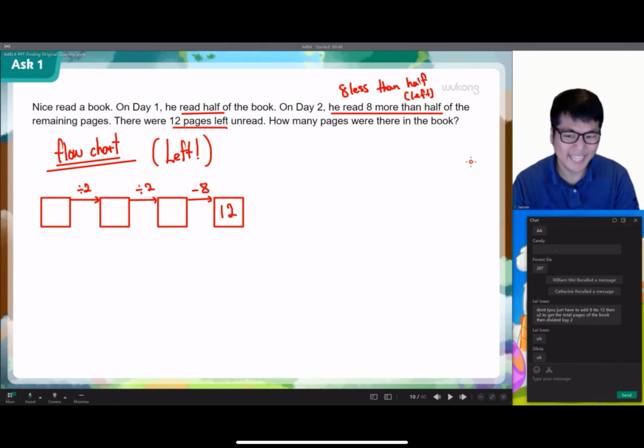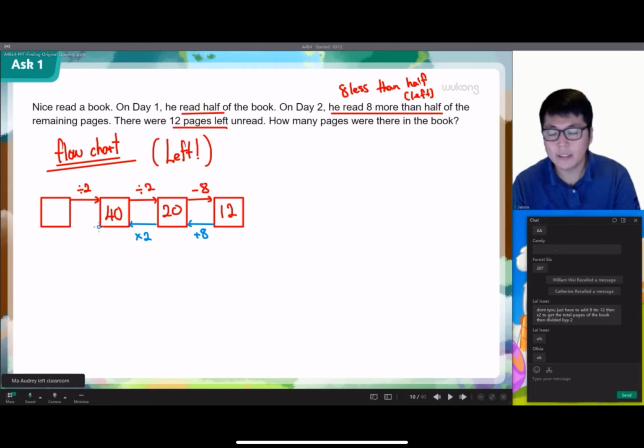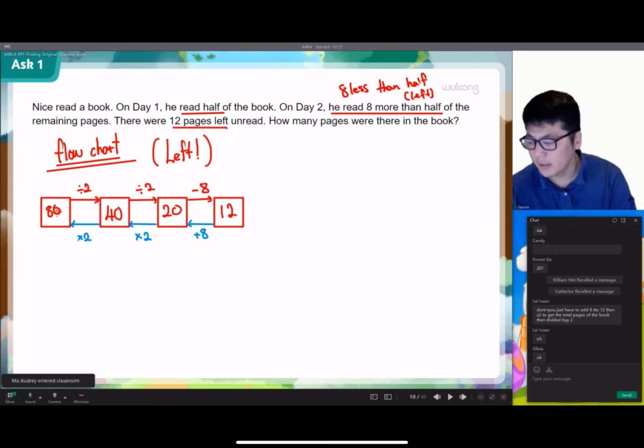So 12. And now, guys, we need to go backwards. And going backwards, you need to do the opposite. Minus 8, opposite is plus 8. Which means you're going to get 20. And also, you need to do the opposite. Sorry, blue pen. So that means divided by 2 will be times by 2, which will be 40. And now you need to go backwards again, times 2, and you're going to get 80. So the correct answer is going to be 80, guys. Does that make sense, everybody?